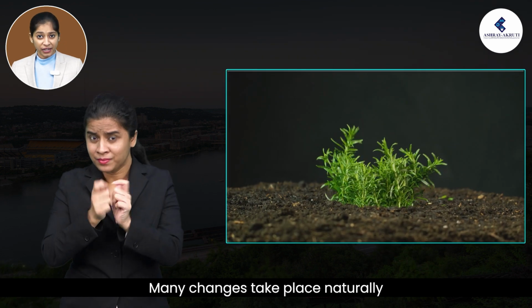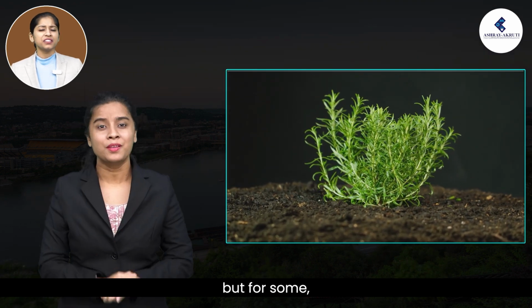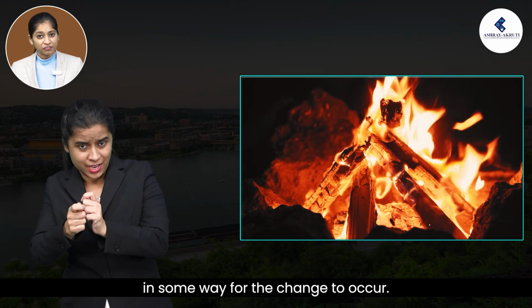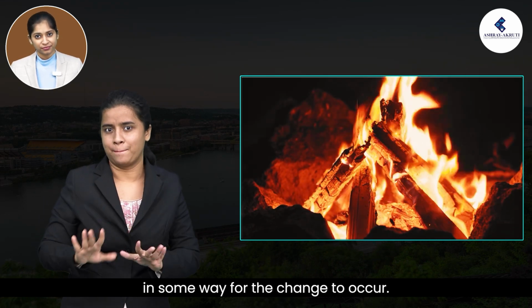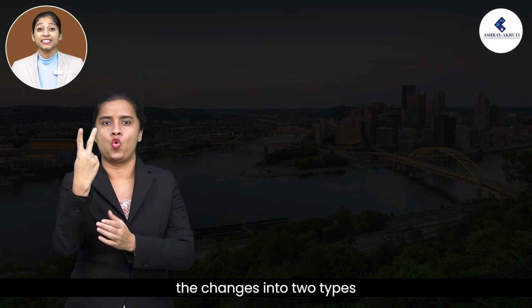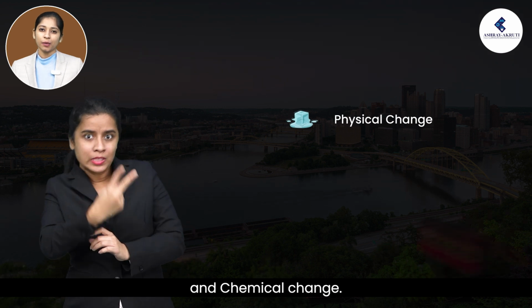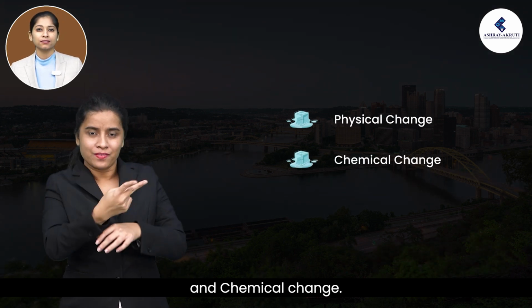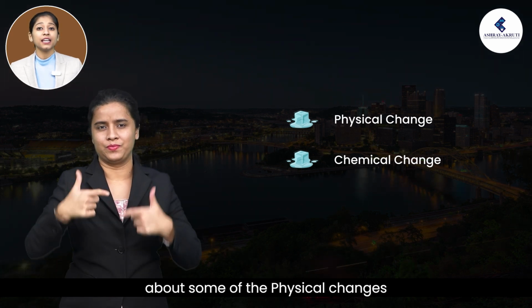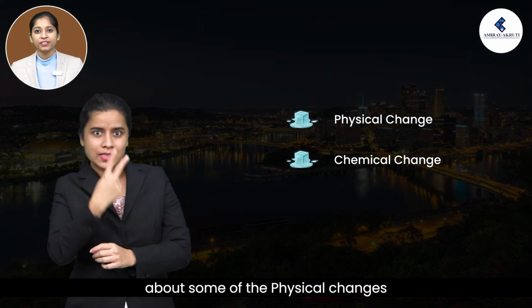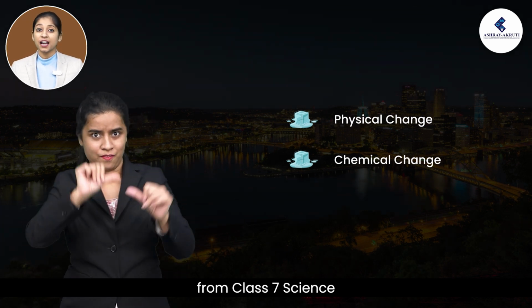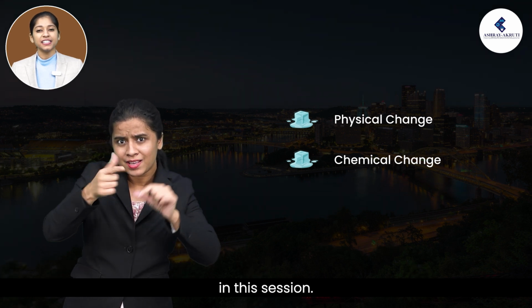Many changes take place naturally, but for some, we need to initiate or intervene in some way for the change to occur. We broadly classify the changes into two types, that is, physical change and chemical change. Let us learn about some of the physical changes from the lesson Physical and Chemical Changes from Class 7 Science in this session.